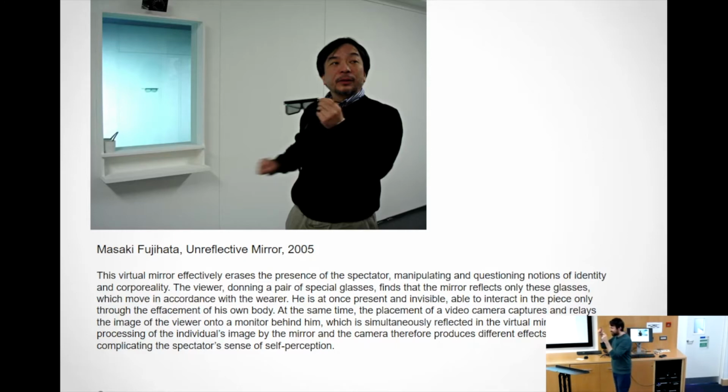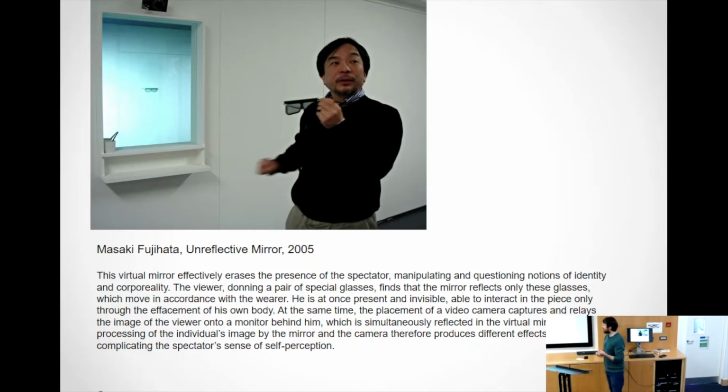When he looks in the mirror, he finds the mirror reflects only those glasses. His body disappears, so you can just see the glasses in the mirror. And as he moves, the glasses move. So again, the way Masaki works is, it looks like a mirror, but really it's obviously a screen. The viewer is at once present and invisible, able to interact in the piece only through the effacement or erasure of his own body.